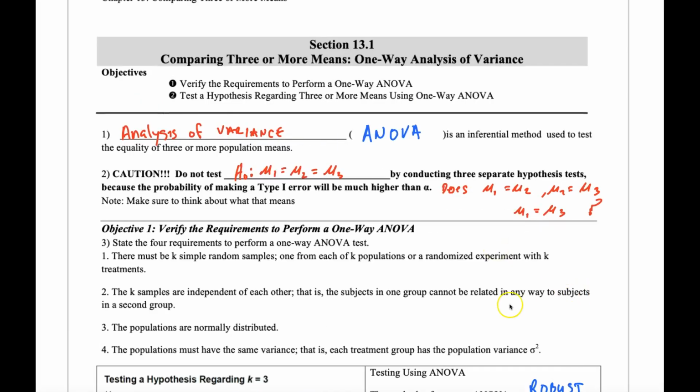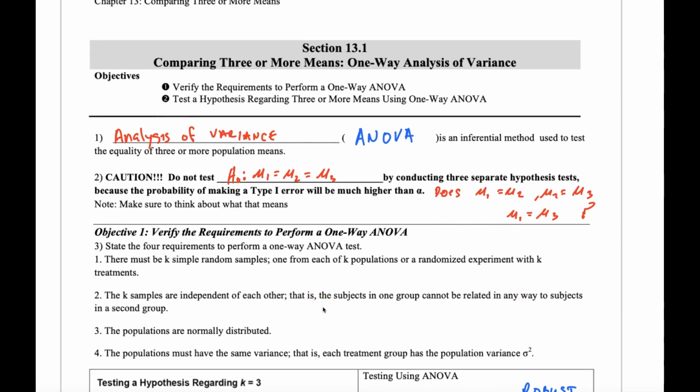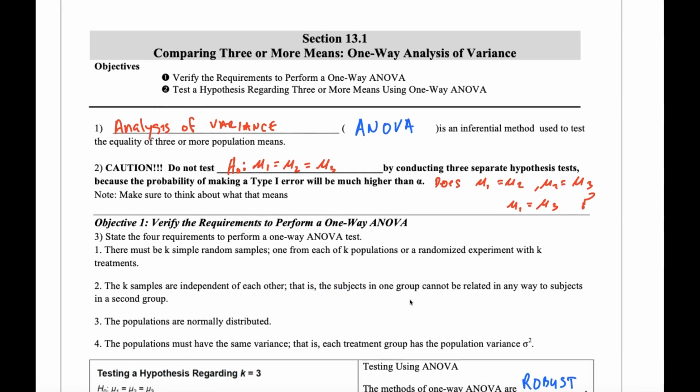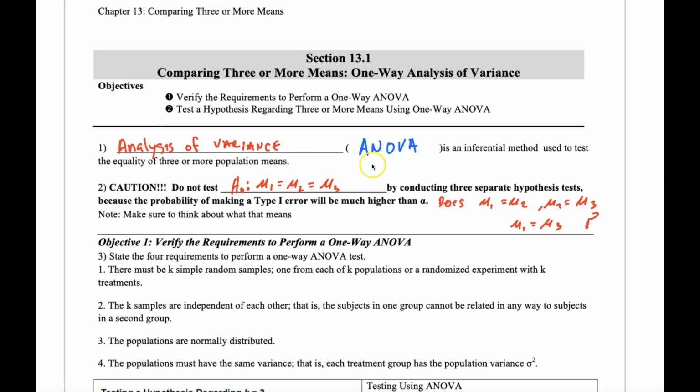Here's the introduction to Chapter 13.1, Comparing Three or More Means. We call this Analysis of Variance, or ANOVA. Compared to what we did prior, when we compared two samples with each other, we really started with one sample, then we did two samples, and now in this case, analysis of variance, or ANOVA.